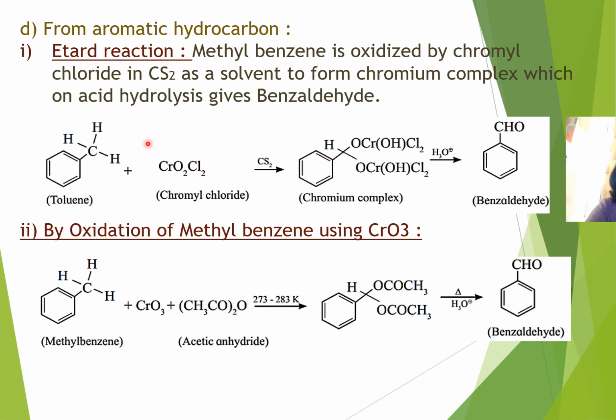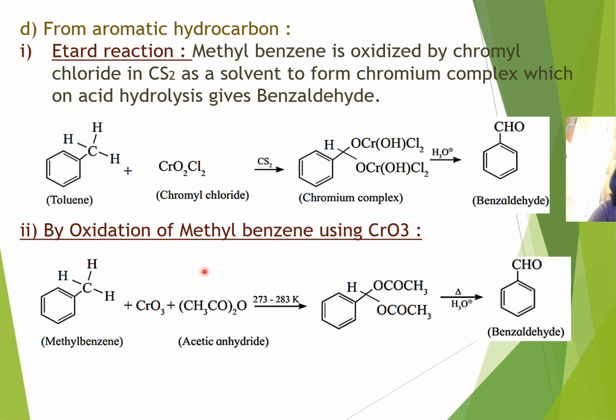Toluene when reacted with chromyl chloride gives a chromium complex. Okay. So CH is retained and then the remaining OCrOHCl2, OCrOHCl2. So H gets added here. There were 3 H, 1 H is retained here, 2 H's are there with the complex. Okay. Then this is given out on hydrolysis and you get benzaldehyde.